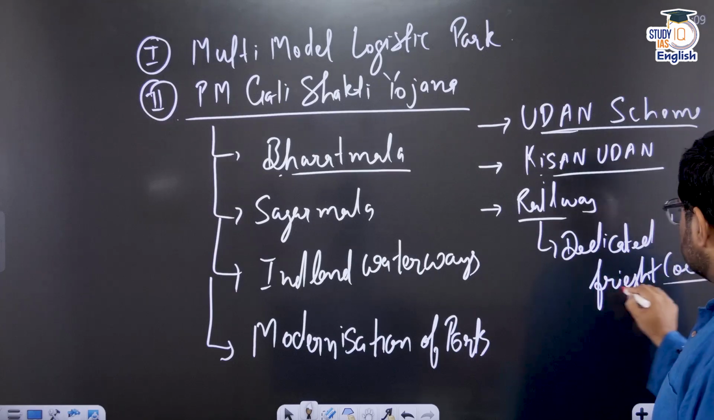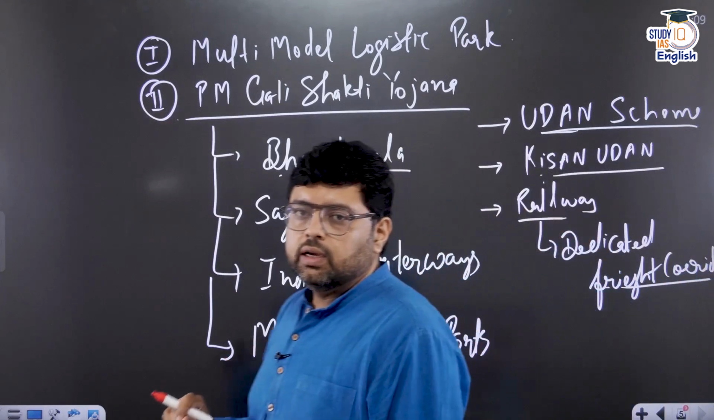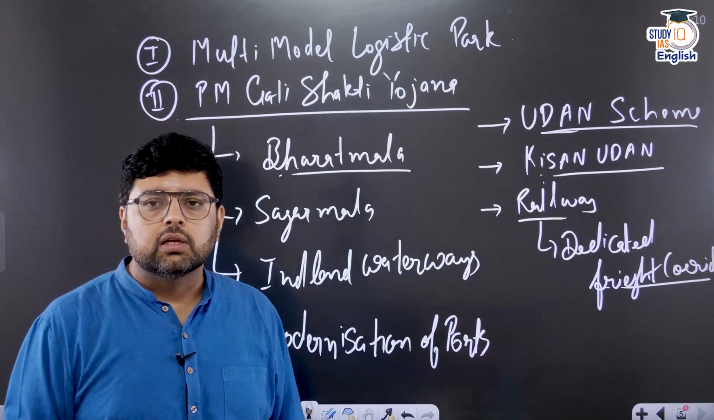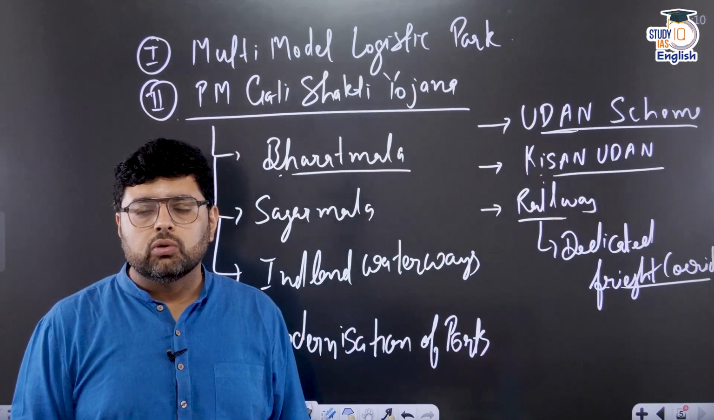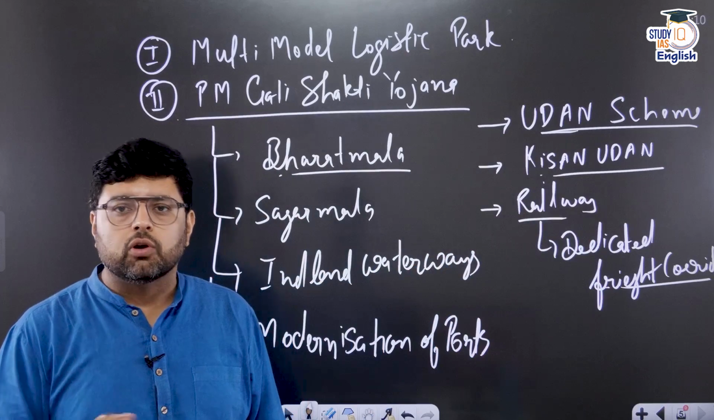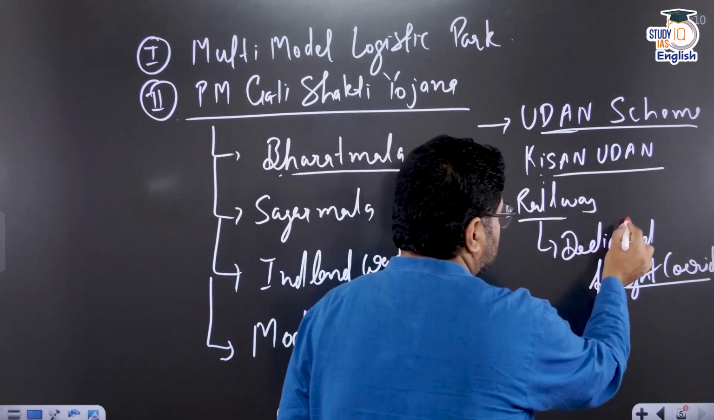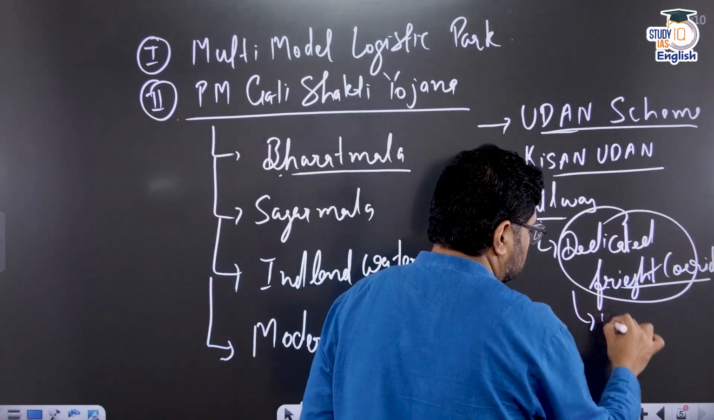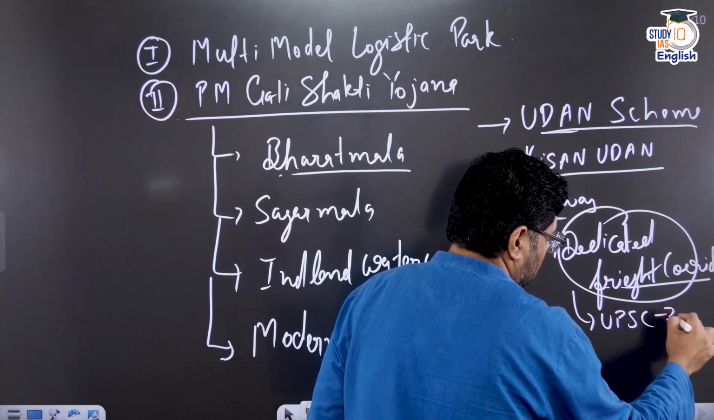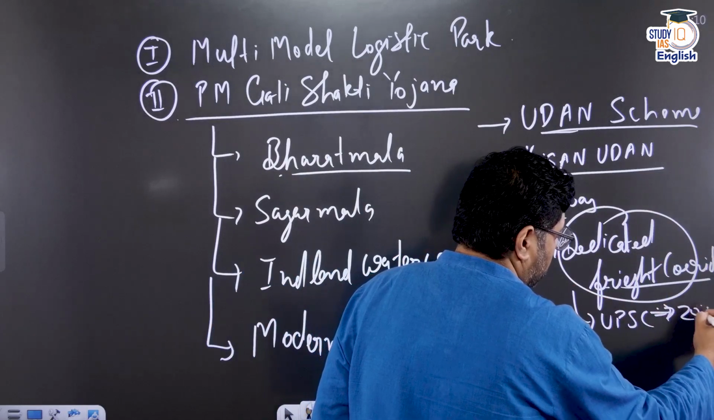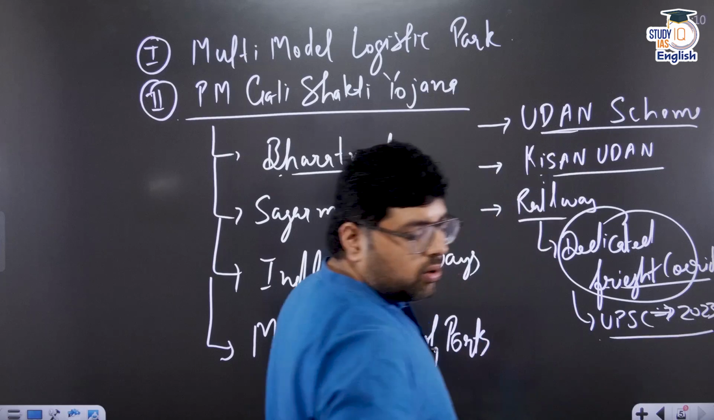So this year there is a question on this also. Okay, dedicated freight corridor, that is north to south corridor, as well as east to west corridor. So this year there is a question on this also, that is in UPSC 2023. So this is what you have to remember.